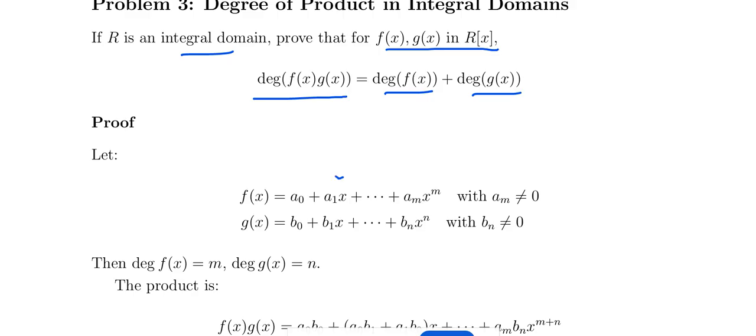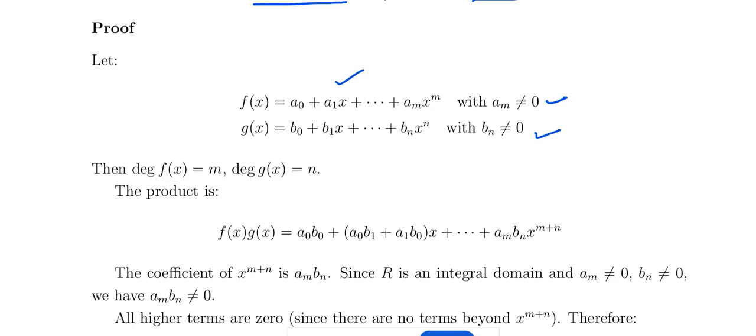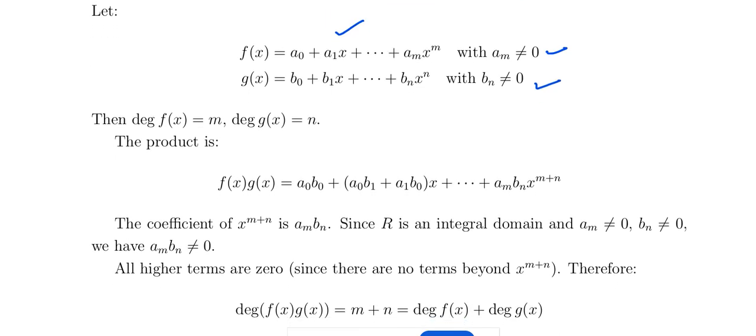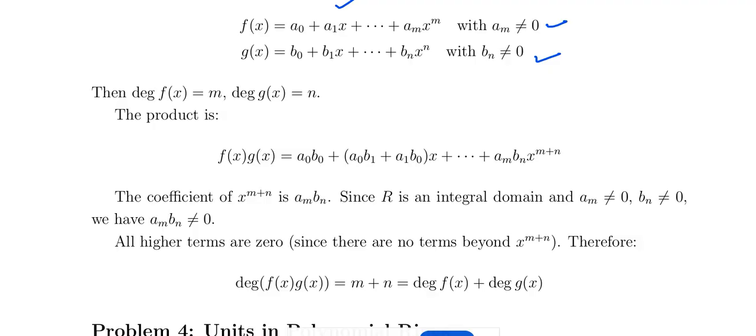Let f(x) be an m-th degree polynomial. The coefficient of the highest power should not equal 0, because only then is it considered an m-th degree polynomial. Similarly, g(x) is an n-th degree polynomial with the condition b_n not equal to 0, because if b_n equals 0 it cannot be degree n. So the degree of f(x) is m and the degree of g(x) is n, which is why the conditions a_m not equal to 0 and b_n not equal to 0.